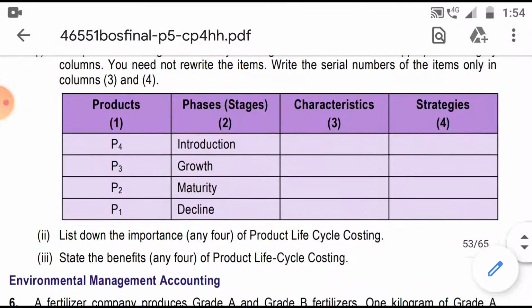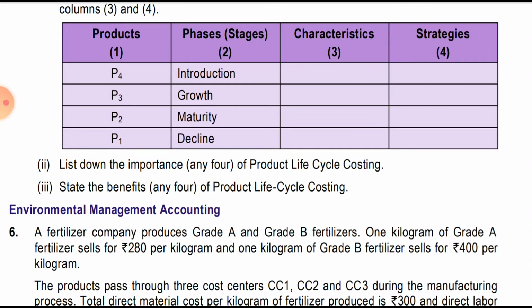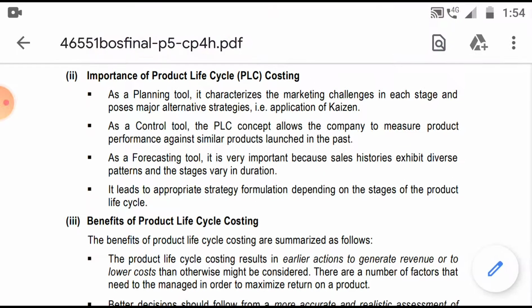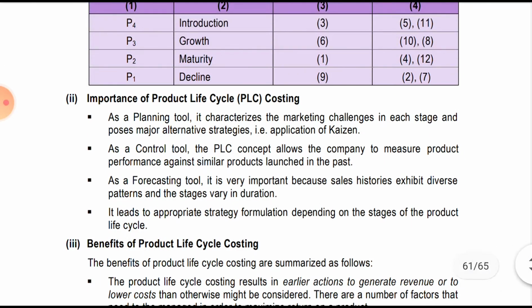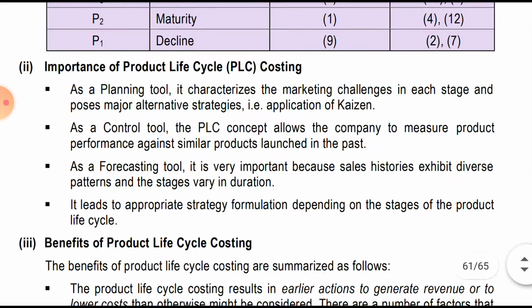Then they have said the second thing is to list down the importance of any four product life cycle costing points. So we have to just discuss the importance of product life cycle costing. First of all, it acts as a planning tool for marketing, addressing the challenges in each of the stages, and possesses major alternative strategies, that is, application of Kaizen.